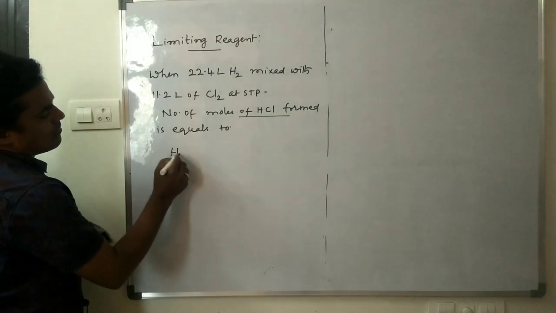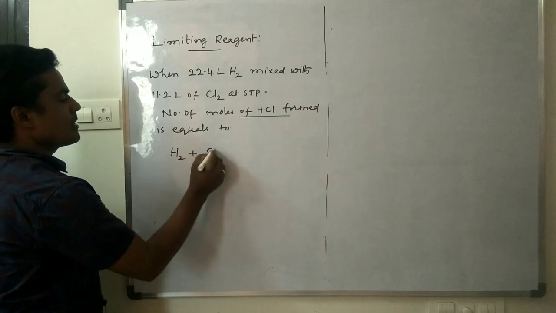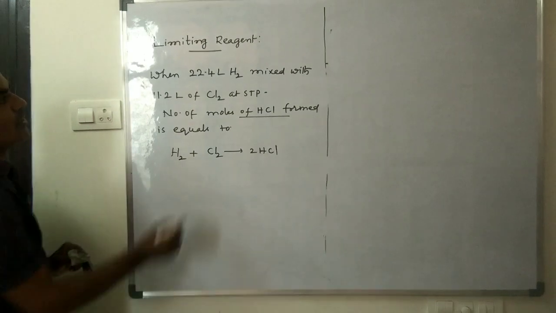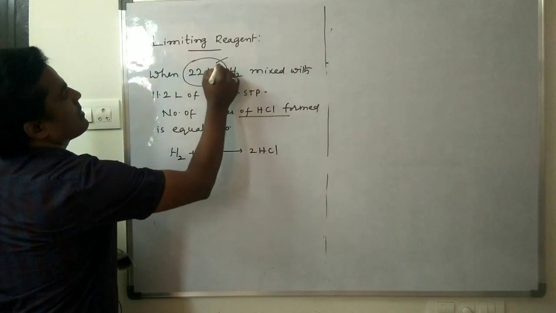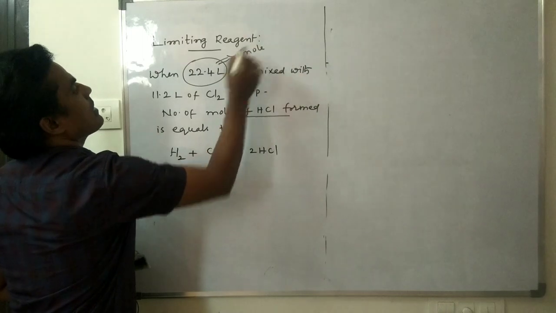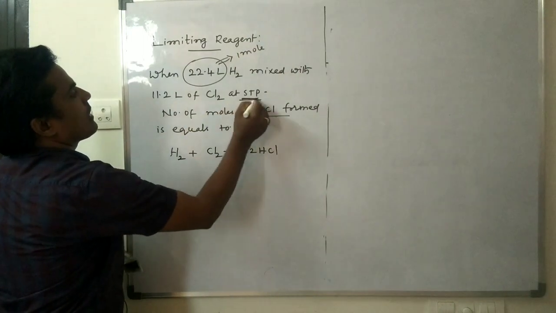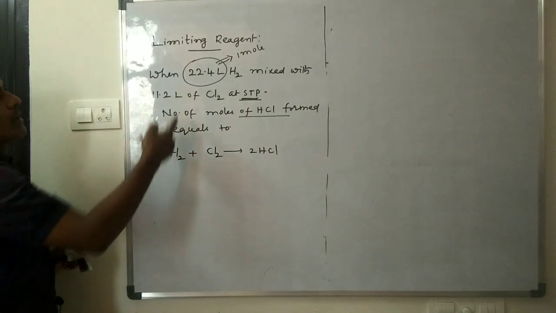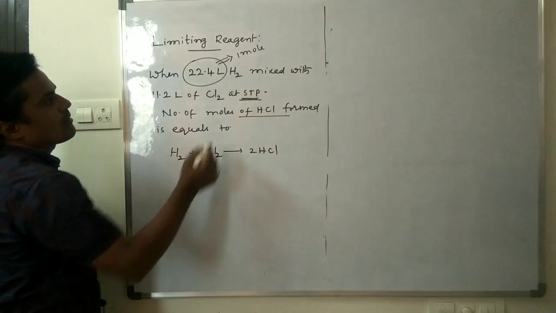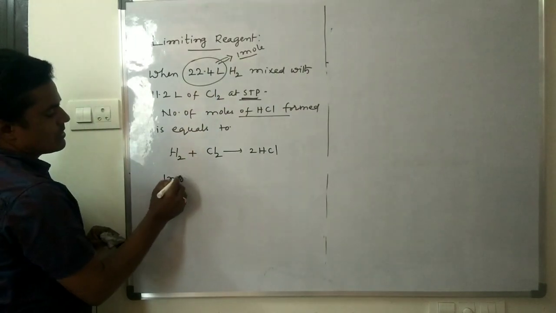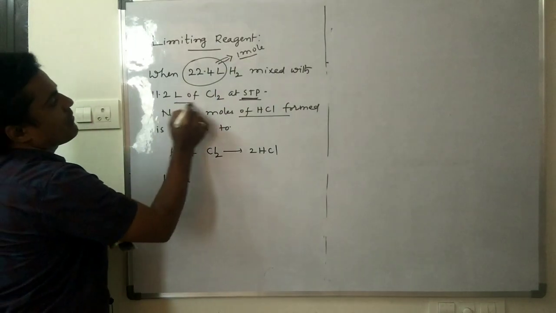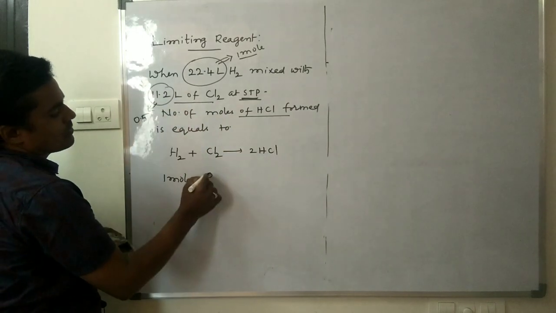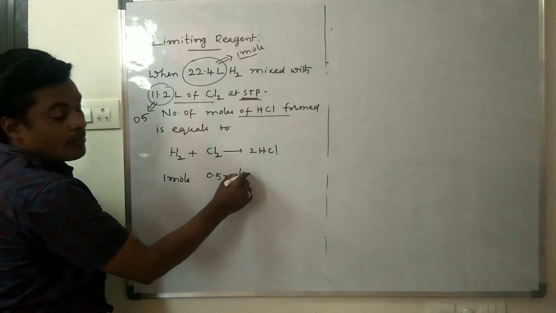Now let us write the equation. Hydrogen plus chlorine gives rise to HCl. This is a stoichiometric equation. Here 22.4 liters of hydrogen means 1 mole, because at STP conditions 1 mole of gas occupies 22.4 liters. So initially 1 mole is taken, and 11.2 liters of chlorine is nothing but 0.5 moles. So chlorine is 0.5 moles.